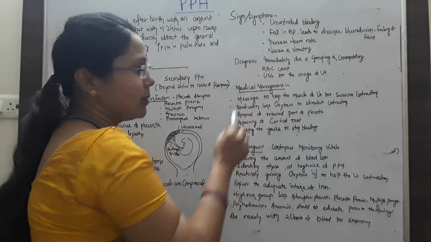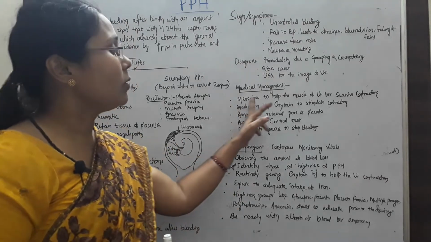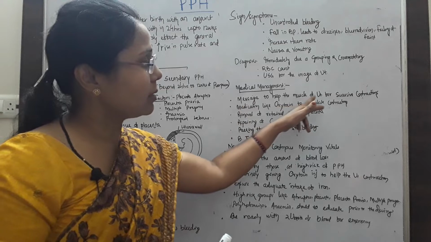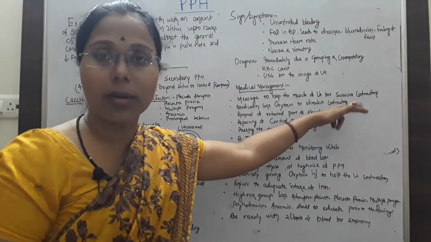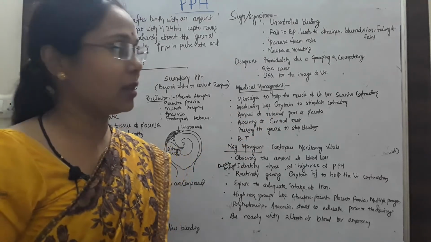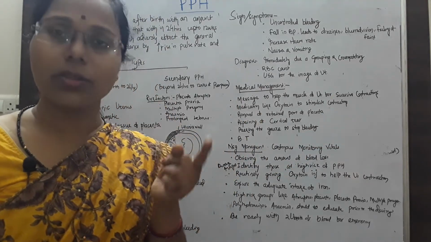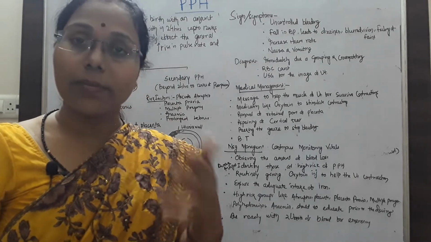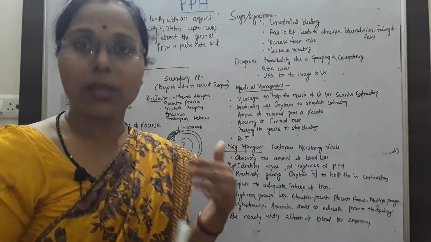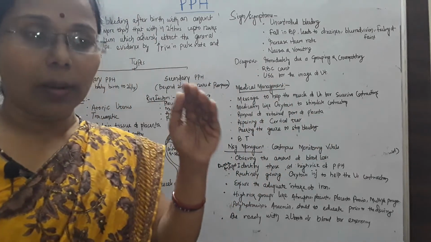So first, it is a medical emergency. The first priority is how to stop the bleeding. So continuous massage on the outer side of the abdomen, so that successive contractions arise in the uterus, and give medications like oxytocin injections to stimulate the contractions. And you should know this oxytocin injection is also given just after the delivery of the anterior shoulder of the baby for the contractions.